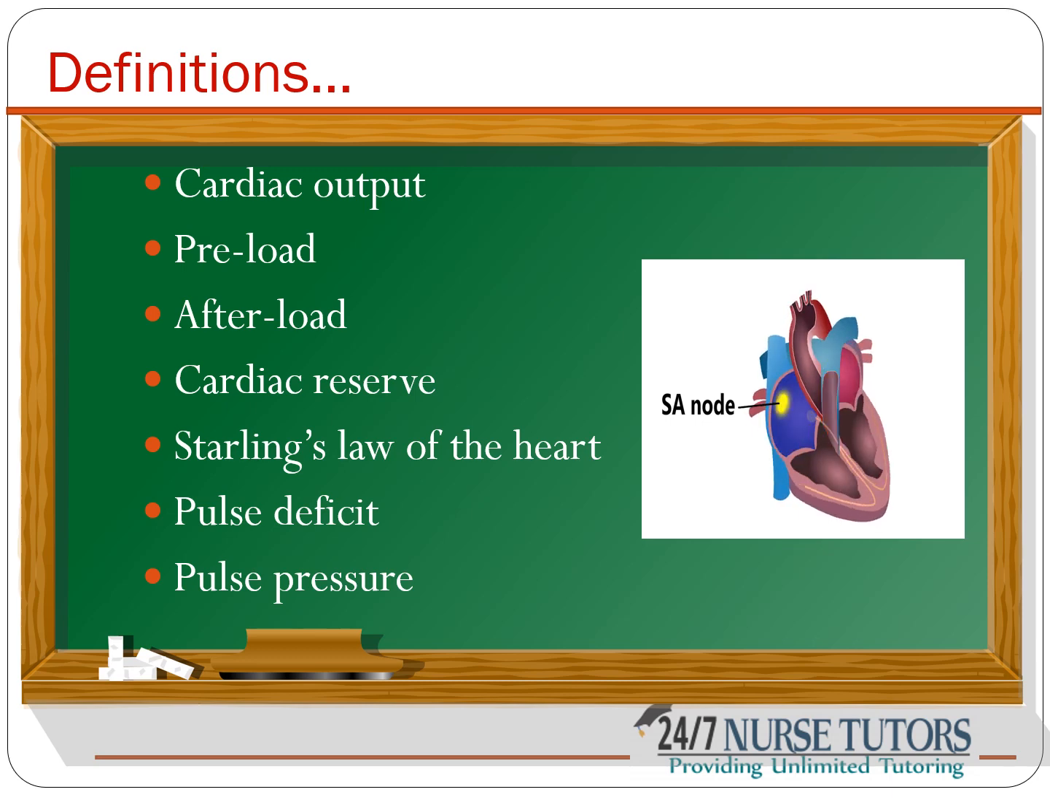That's right, 60 to 100 beats per minute. So what is normal cardiac output? Normal cardiac output is 4 to 8 liters per minute.